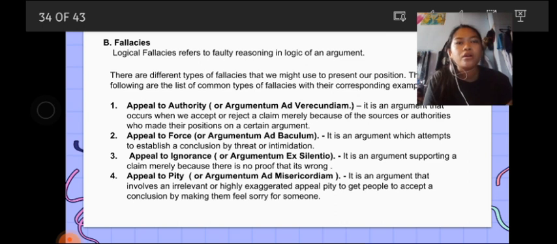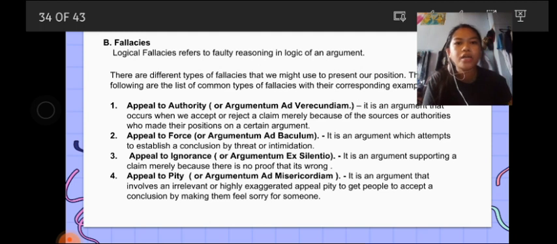So, example 1: Since time immemorial, people have been trying to prove that God exists, but no one has yet been able to prove it. Therefore, God does not exist. And example number 2: no one can say that there aren't Martians living on Mars, so it's safe for me to accept there are.